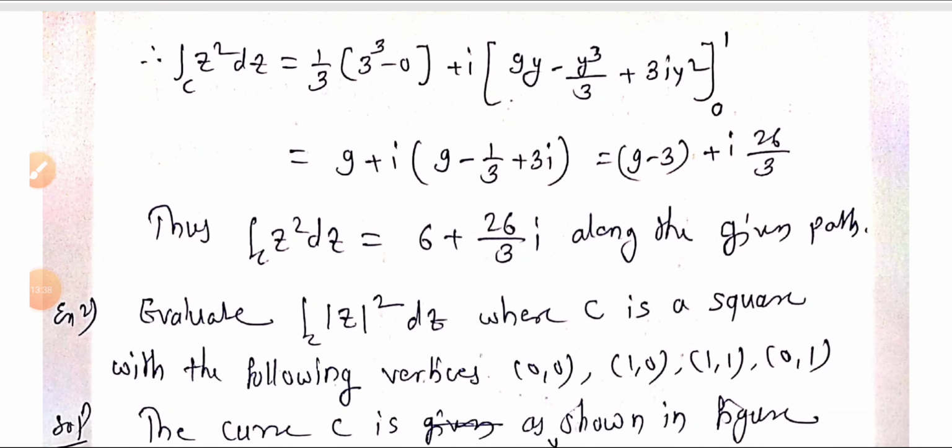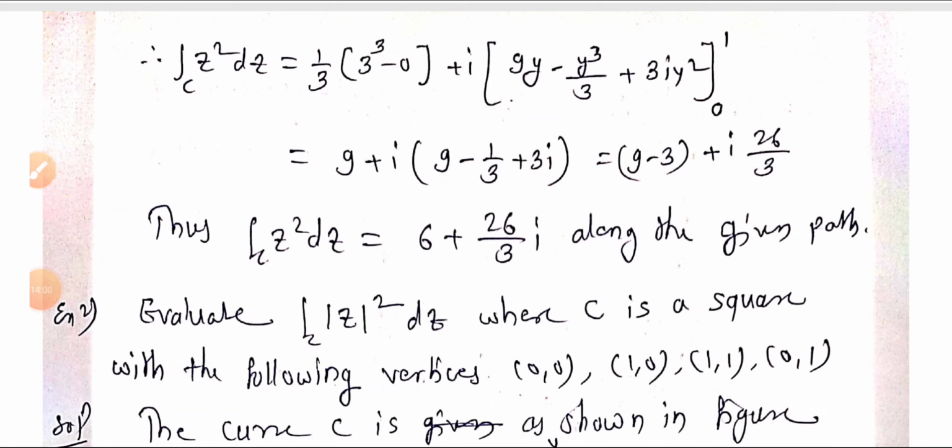Again, a definite integral. By integrating and substituting the values, upper limit as 1 and lower limit 0, we get the value that is 6 plus 26 by 3 i, which is along the given path, hence the solution.